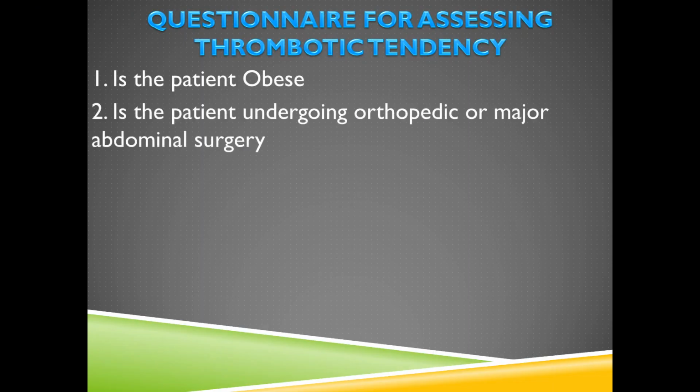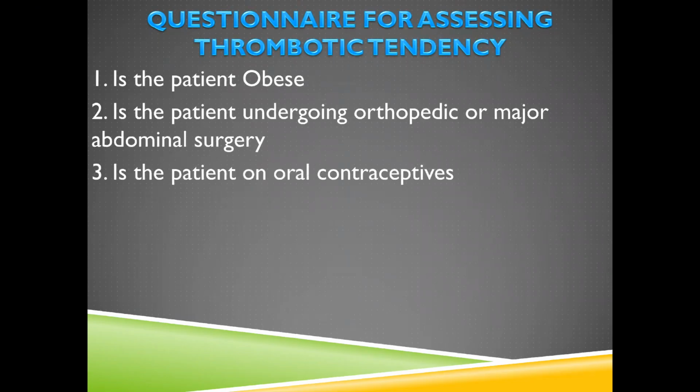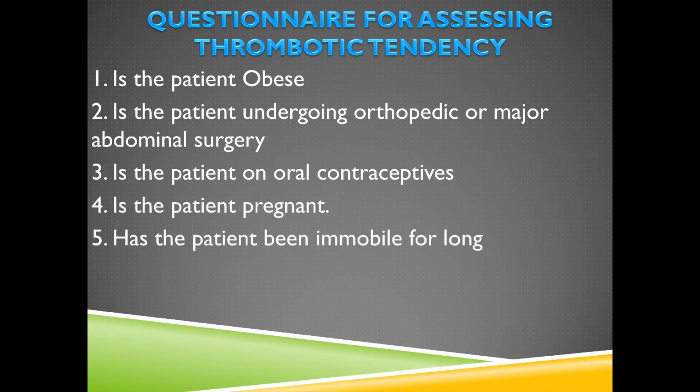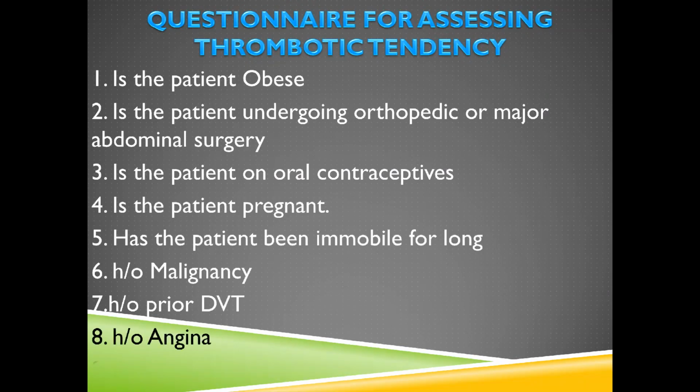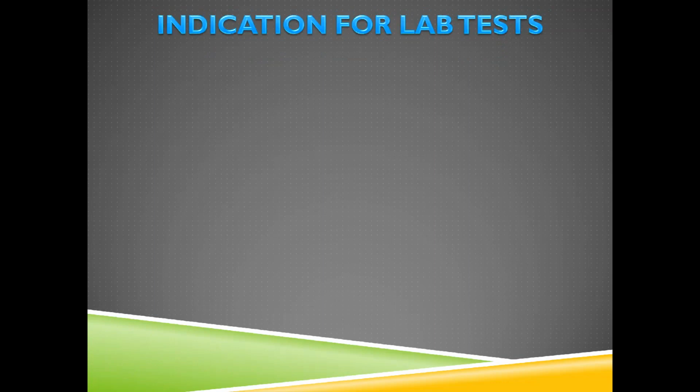And for thrombotic tendency, if the patient is obese, these are all the questions that you have to ask. Whether they are undergoing orthopedic or major abdominal surgery. If the patient is on oral contraceptives, especially female, they have a thrombotic tendency. If the patient is pregnant, it also produces a prothrombotic state, and are they going to be immobile for long after surgery? That is another important reason for thrombus formation. Malignancy produces a prothrombotic state. History of prior DVT, history of angina, and history of previous stroke. All these things indicate that they can have a thrombus.